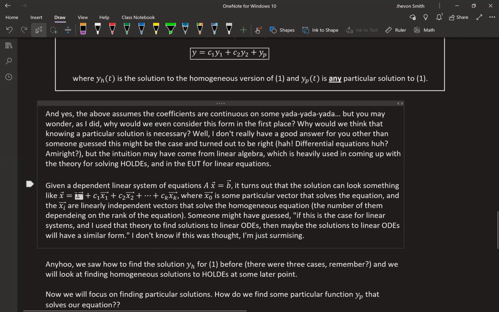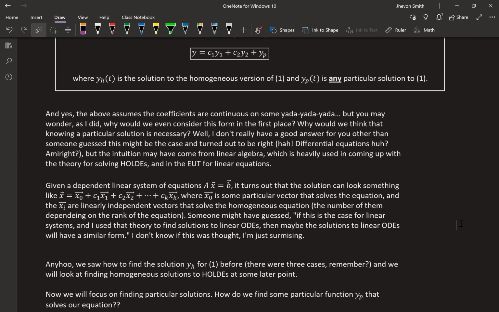There's going to be some specific vector that solves the system. And then you're going to have C1 times one vector plus C2 times some other vector, where each of these vectors solves the homogeneous version of the system. That's something that happens in linear algebra. And because we use a lot of linear algebra in differential equations, someone just randomly guessed, hey, maybe something like this is going to work out.